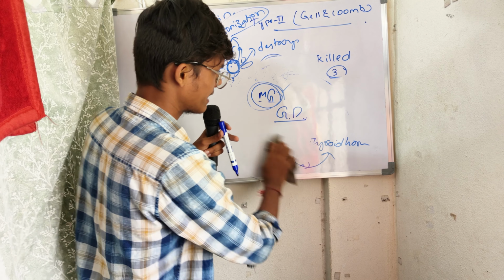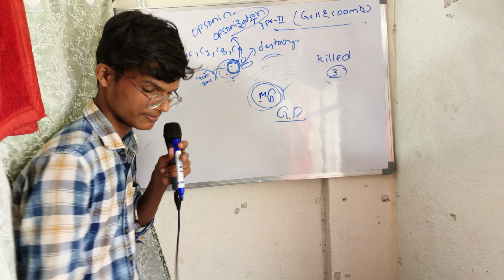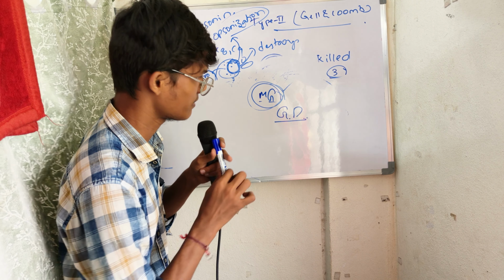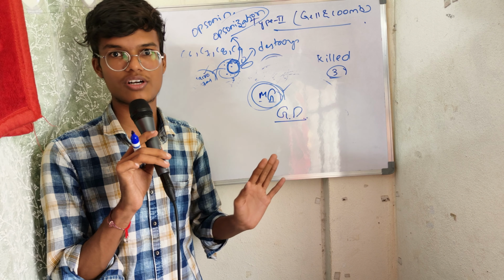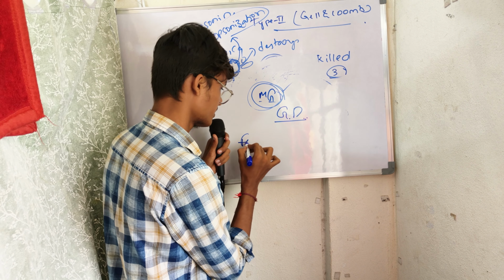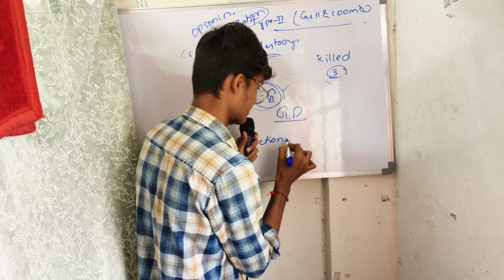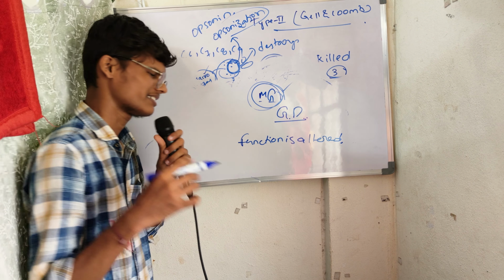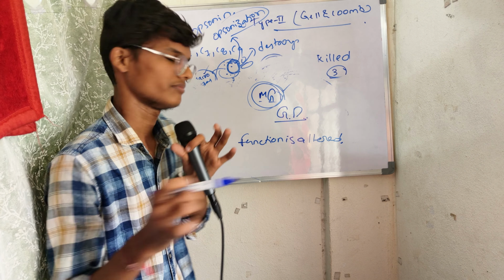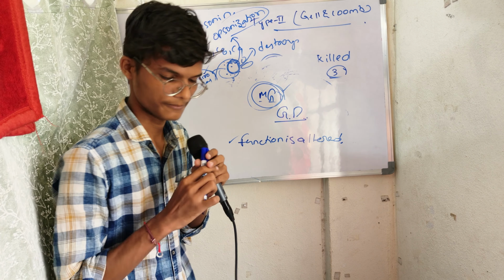So see, in Graves' disease and in myasthenia gravis, did the cell die? No, the cell did not die, but the function is altered. The cell is not sure to die. The function may also be altered.